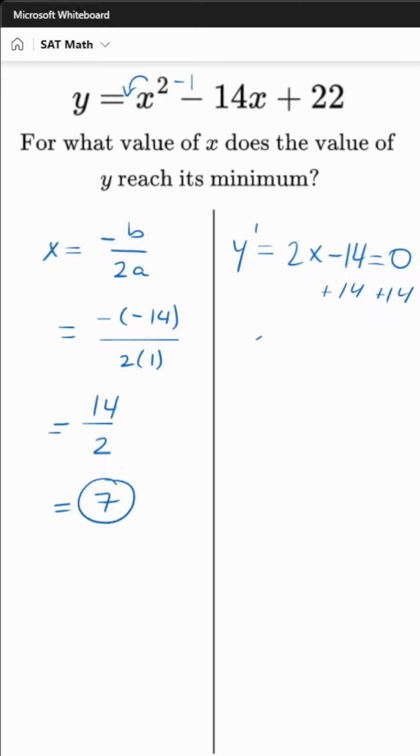So we find the derivative, 2x minus 14. We set it equal to 0, and then we solve for x. And again, we get 14 over 2, or 7. So there's 2 different ways to solve the same problem.